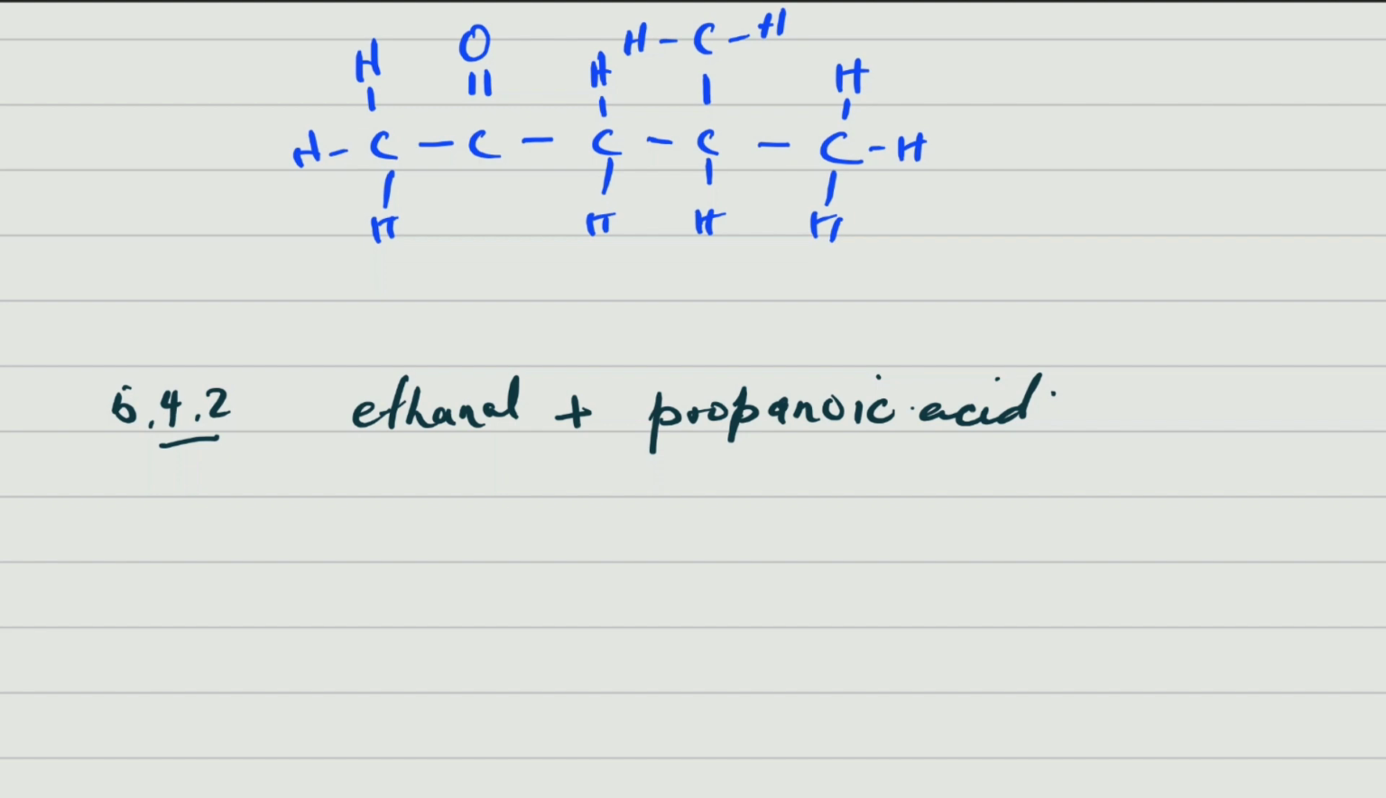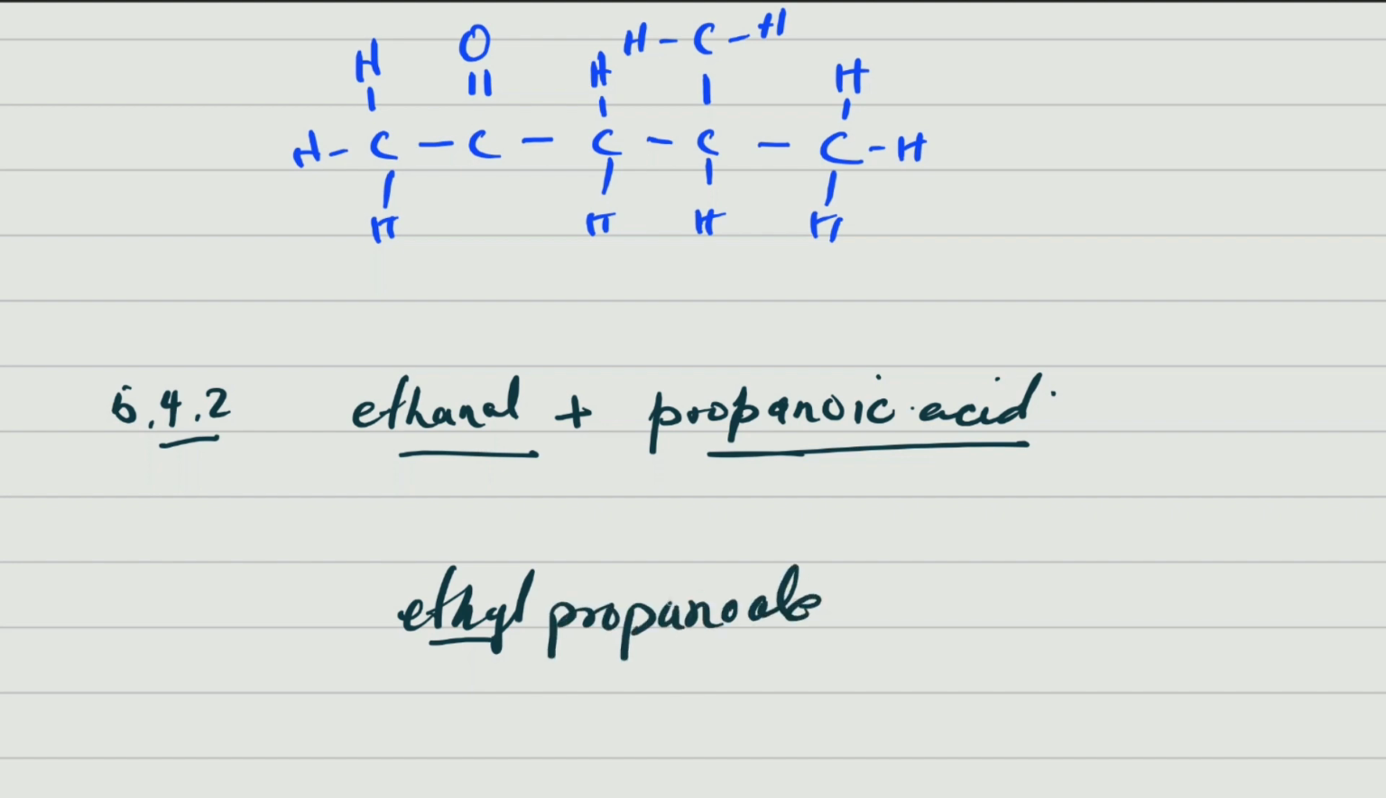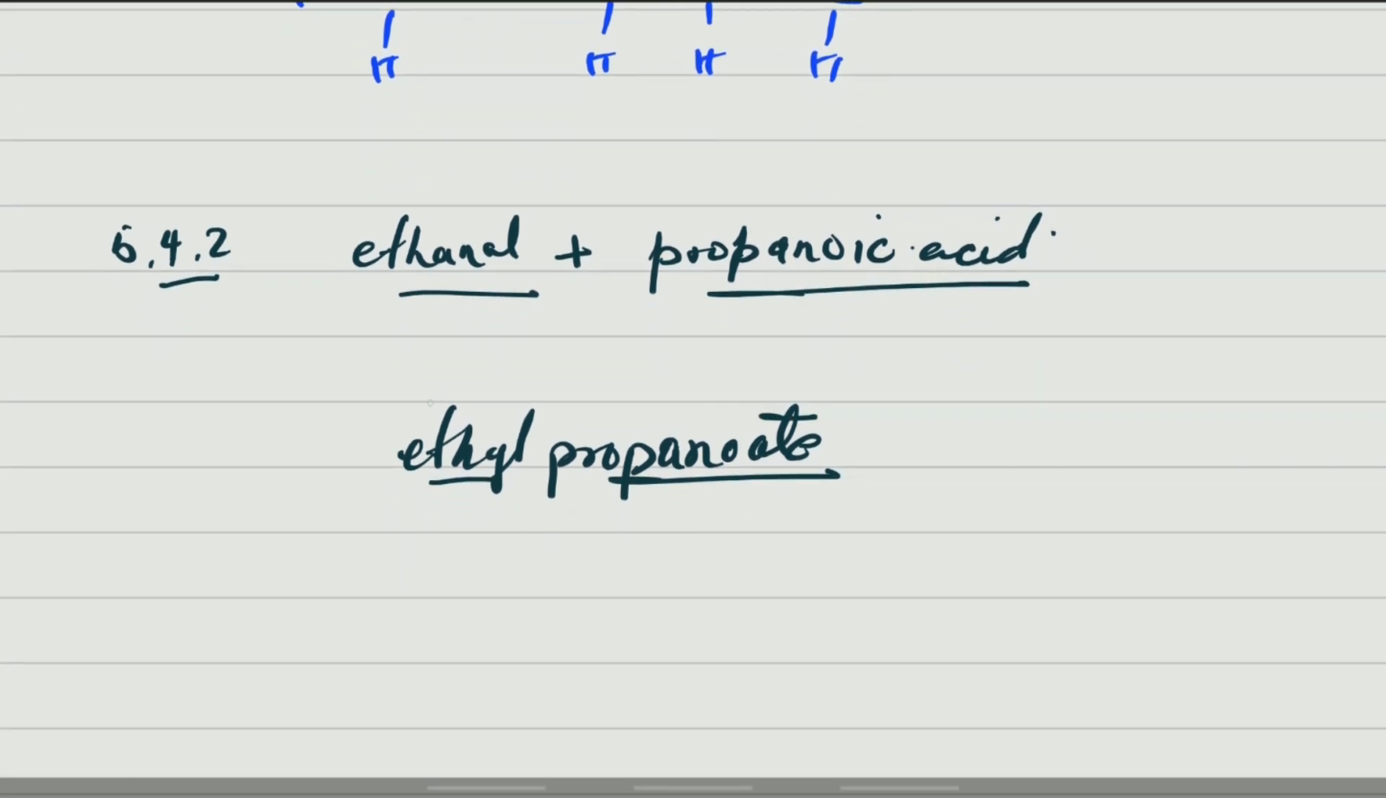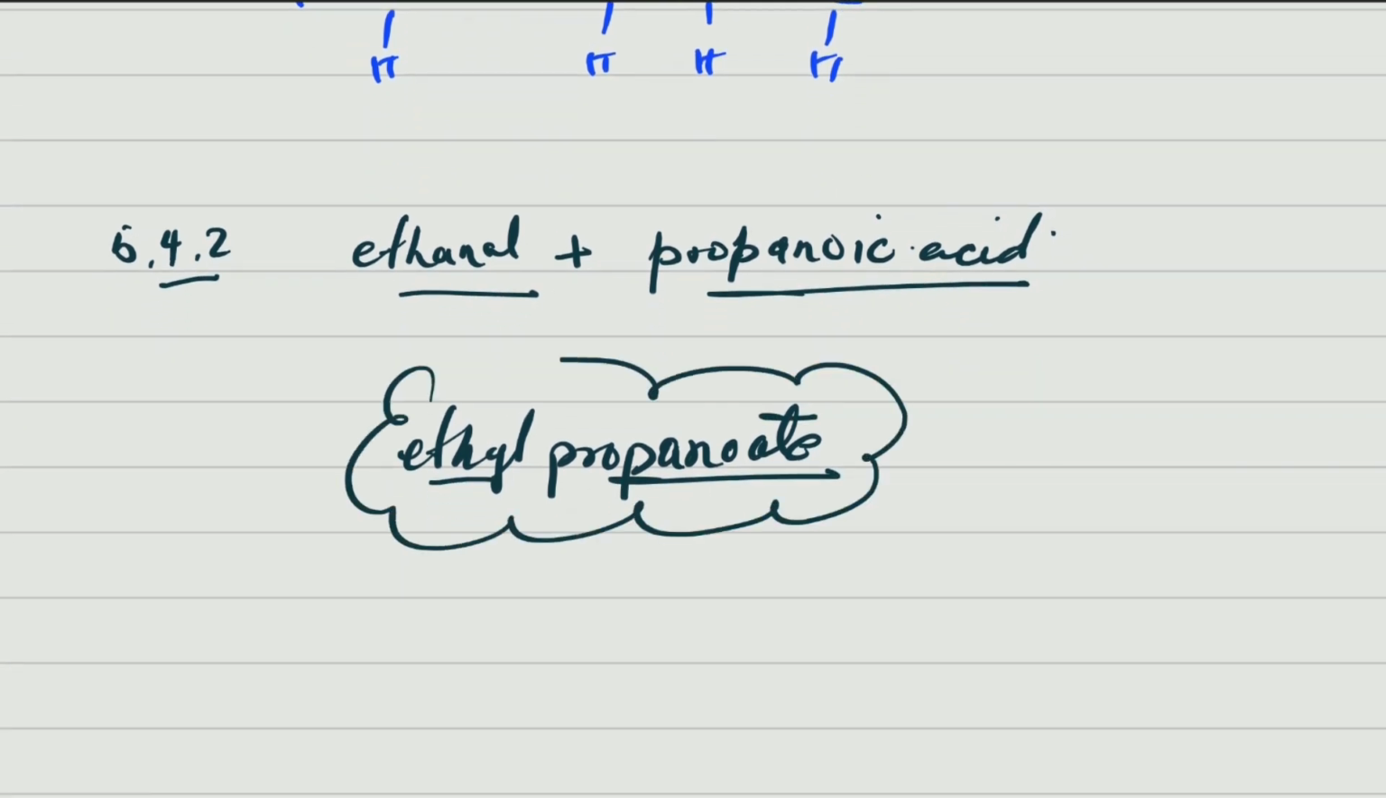In this question, ethanol is going to react with propanoic acid. So the name of the ester that is going to form is ethyl, which comes from the alcohol, propanoate. Propanoate. This is the ester that is being formed. It is not a question, but it's important to know.